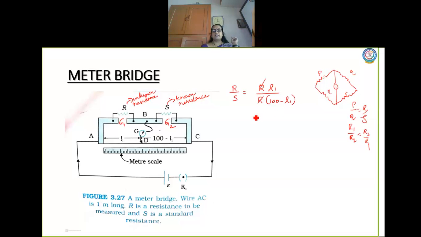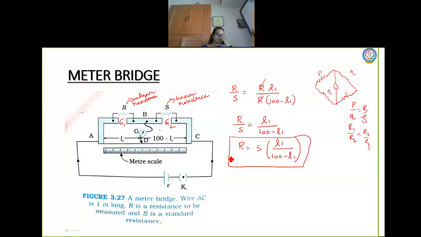So here R and R get cancelled. So I have R by S equal to L1 by 100 minus L1. This R is the unknown value. To find the value of the unknown resistance, I can rearrange this formula, and with these known values I can find out the value of the unknown resistance using the meter bridge. Is it clear? So this is the balance condition where the galvanometer will show zero deflection.